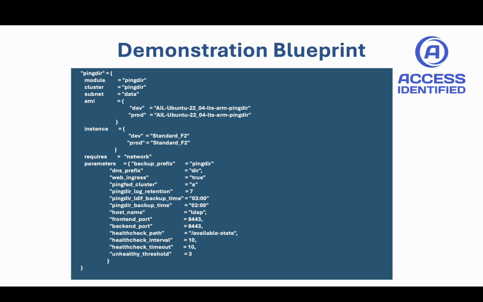Also detailed in the blueprint is the domain name suffix that we're going to use, together with environment-specific cloud account numbers. In this example, the domain name we're going to use is accessidentifiedcloud.com. We are now ready to begin the deployments.